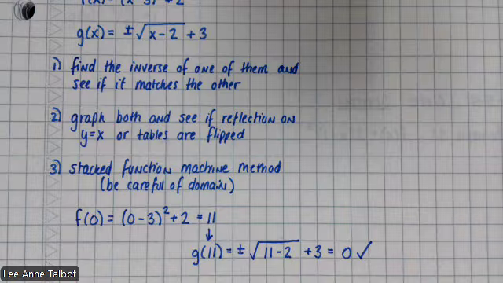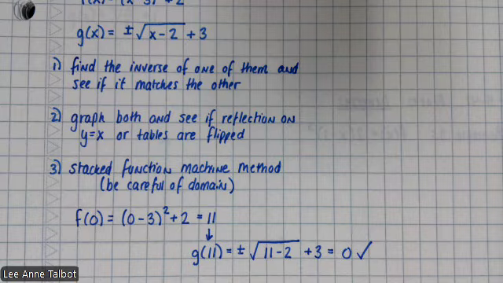That's the stacked function machine method. Plug a number in, get an output, take your output, plug it into the other guy, and see if you get your original input back. If you do, then that first one was the coordinate 0, 11, and the second one was the coordinate 11, 0, and the tables are flipped.